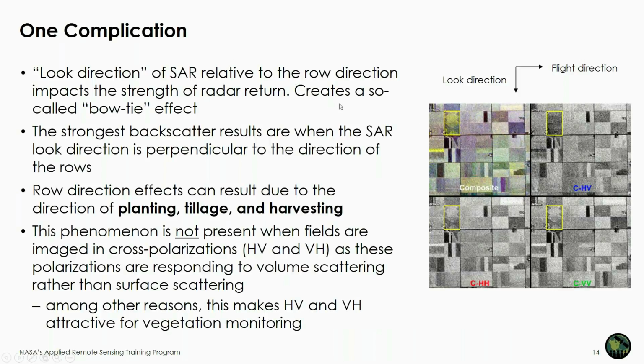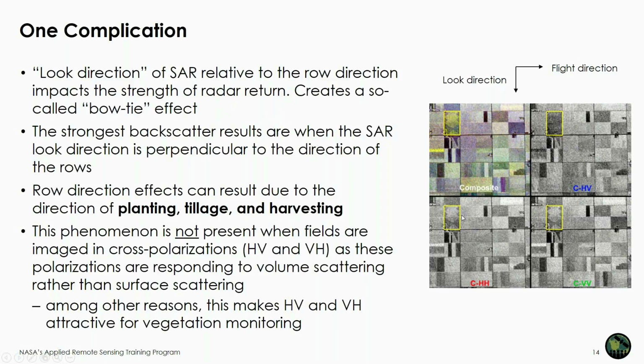There is a complicating factor in radar when we think about tillage or even row directions as they relate to crops, and that is the effective look direction. The look direction of the radar relative to the row direction can significantly impact the radar return. And this creates these so-called bow tie effects, and we can see them in this example of some airborne data.